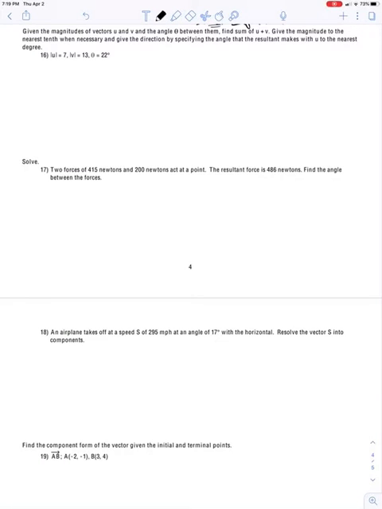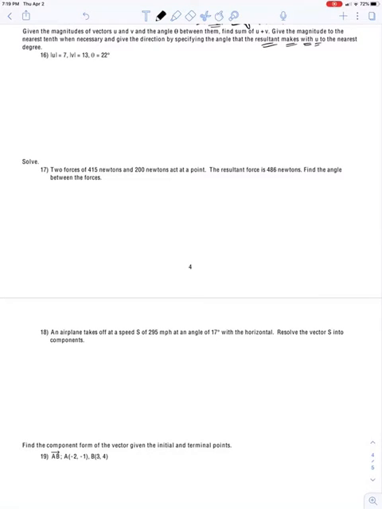Okay, moving on. We'll continue our topic of vectors here, number 16. It says, given the magnitudes of the vectors u and v and the angle theta between them, find the sum of the resultant vector, which is u plus v. Give the magnitude to the nearest tenth when necessary, and give direction by specifying the angle that the resultant vector makes with vector u. All right, that's important. Resultant makes with u to the nearest degree.